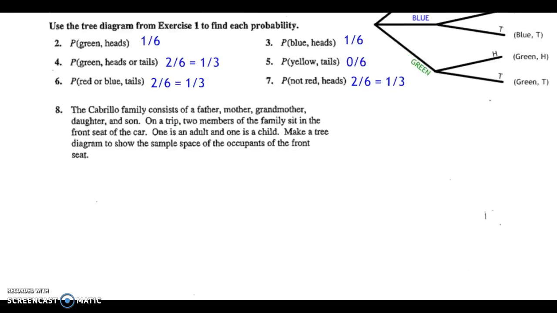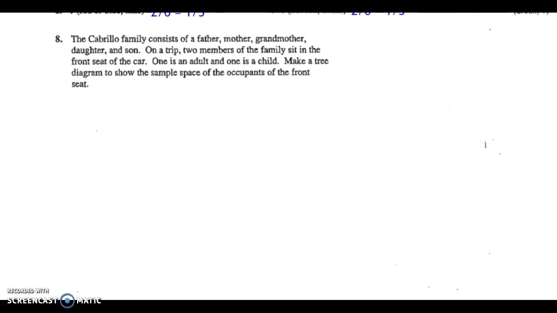Moving on to the next problem, it talks about the Cabrillo family consisting of a father, mother, grandmother, daughter, and son, 5 people. On a trip, 2 members of the family sit in the front seat. One is an adult and one is a child. Make a tree diagram to show the sample space of the occupants of the front seat. I want you to get a little bit of experience making tree diagrams, so pause the video now, try to draw it on your paper, and then I'll come back with the correct answer.